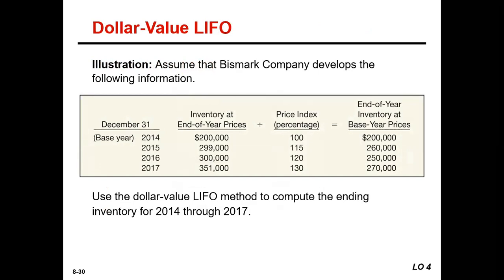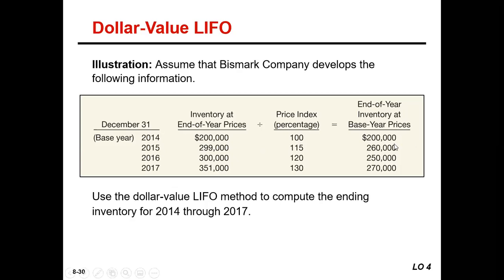So then we're going to continually compare each year to the base year to compute the price index, right? And that's what they're showing us here. If we take, for example, 2014 as our base year, that's where we were starting, 100% price index. So if we had inventory at the end of the year that cost us 200,000, that's also the base price, right? Since it's year one.